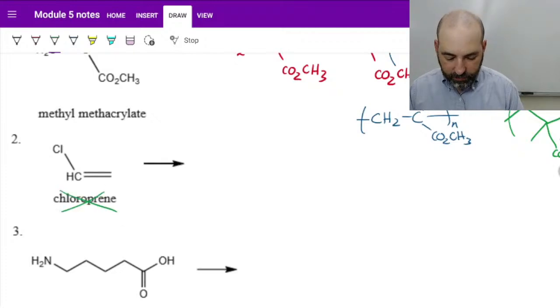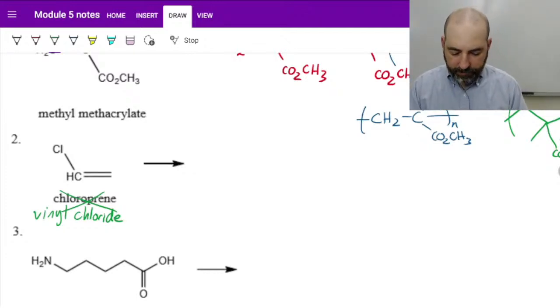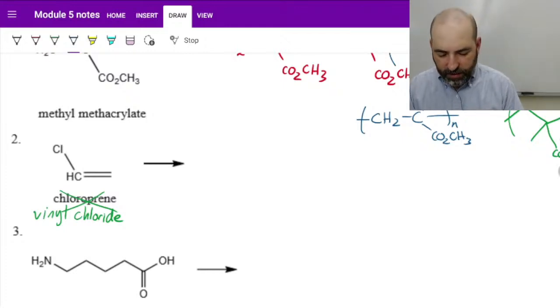This is the wrong name. I was wondering about that. This is not chloroprene. This is vinyl chloride. Chloroprene's a similar but slightly different molecule. Maybe that's what I meant to draw. I don't know. So this one is written in a sort of hybrid condensed form and line structure.